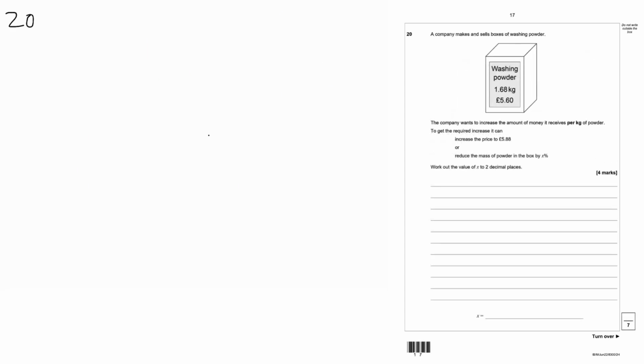So moving on to question 20, we are told that a company makes and sells washing powder, and for 1.68 kilograms, that will cost you £5.60. And we're told that they want to increase the amount of money that they make per kilogram. So to do this, they can either increase the price to £5.88 or reduce the mass of powder by X%. And we want to find what X is.